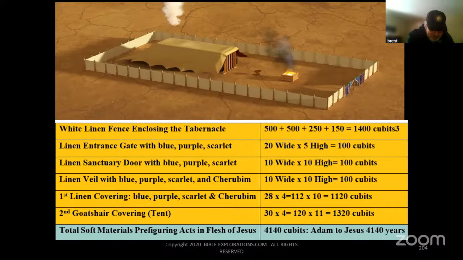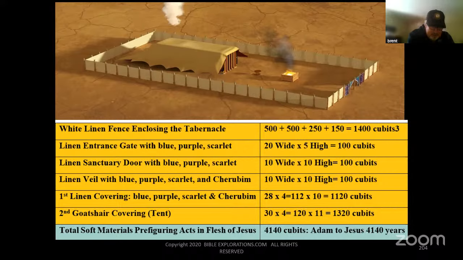And then the only other measurement we're given for any of these soft materials, any of these coverings, is for the one that's on top of this one, which is the goat's hair covering. And it is 30 by 4 cubits, because it's going to be a little bit bigger than this one to cover it. So it's 120 by 11. It's 1,320 cubits. And when we add them all together, it's 4,140 cubits, just like the time from Adam to Jesus is 4,140 years.